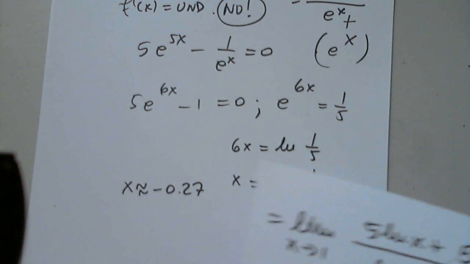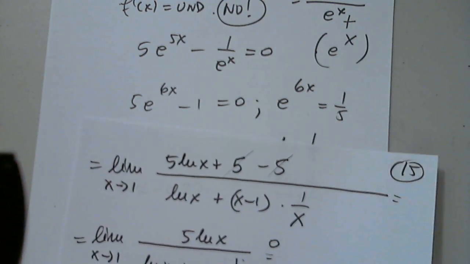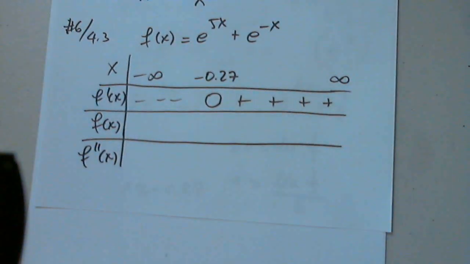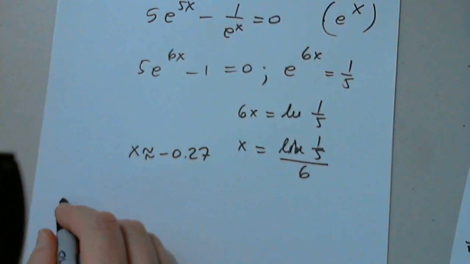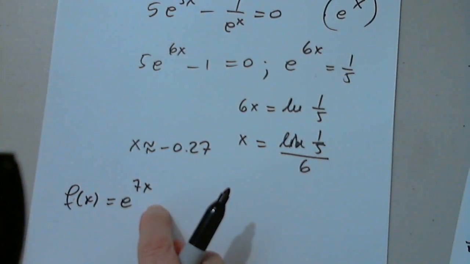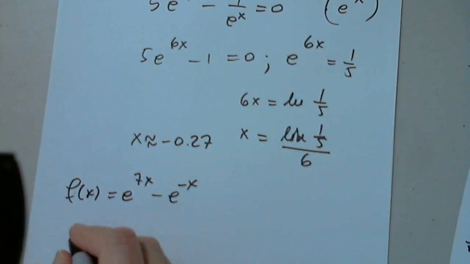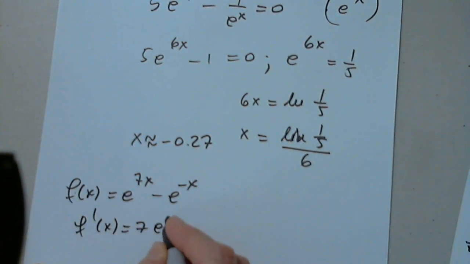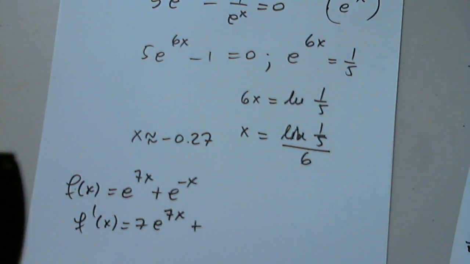Do you want me to work on your problem with the 7? Okay, I'll continue my problem, but let me just show you. If you have f of x equals e to 7x minus e to negative x, is this correct? Then your f prime will be 7e to 7x plus... oh no, this was plus initially. You had plus, not minus. Right. Okay, perfect.